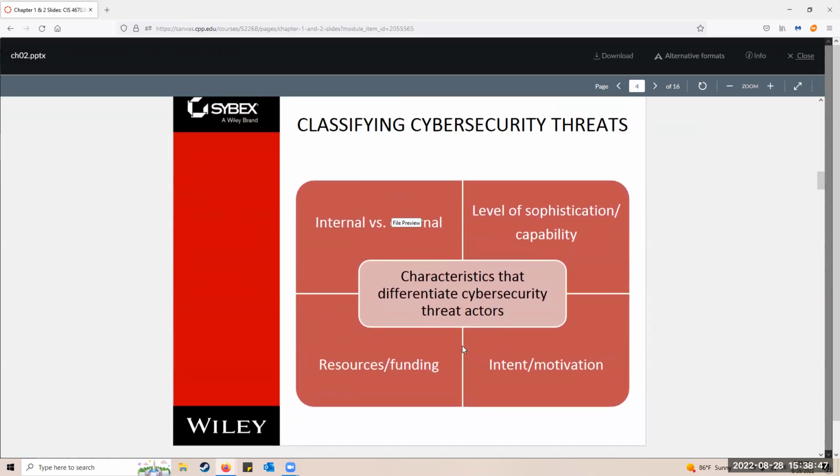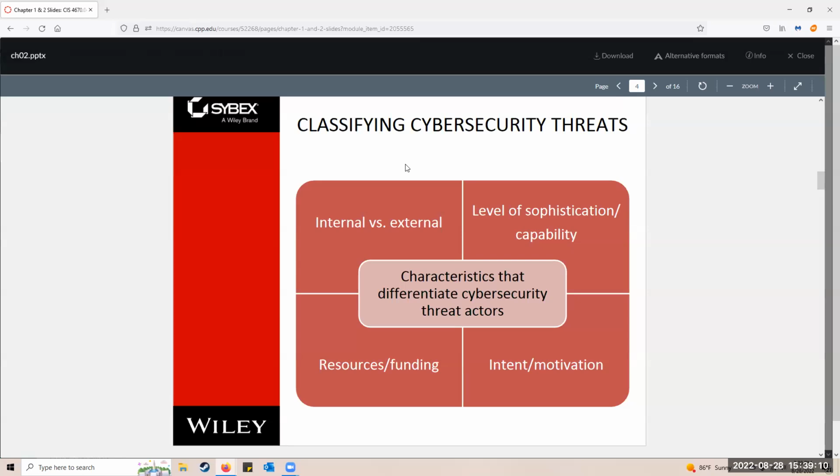All right, so let's talk about classifying threats. Threats can be classified as either internal or external. Most of the time we are concerned about external threats. We can fight off or identify internal threats much, much more easily. This we should be able to.